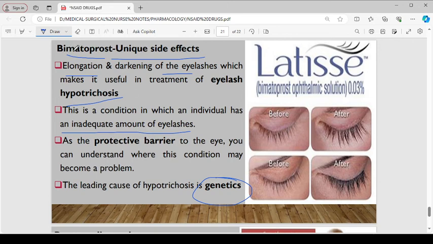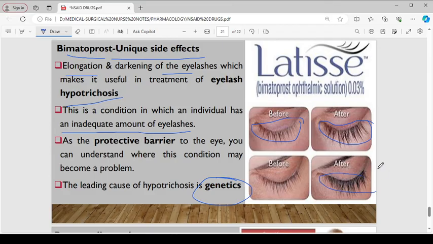So when treating patients using the bimatoprost, we can also benefit from the side effect, which helps treat the eyelash hypotrichosis. You can notice the difference between before the treatment and after the treatment. You can see it has enhanced the eyelashes in that case, right?